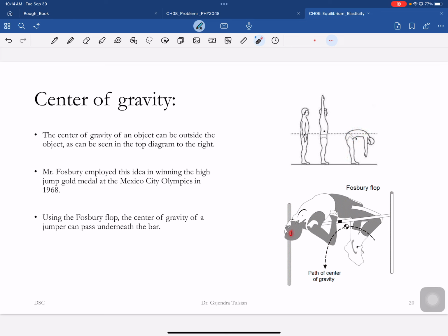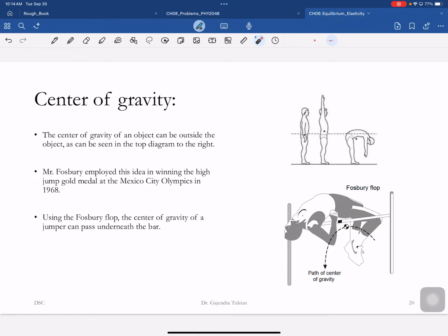This is called the Fosbury flop. In this diagram, what do you see? This guy is doing a high jump. Is there anything that you notice? Well, his back is to the pole. The idea behind this is the following. See the center of gravity, the center of mass of the object? It's going below the bar.